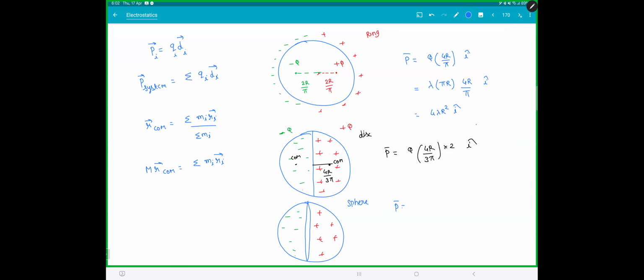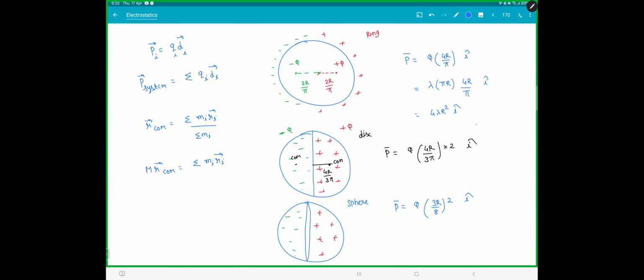So here the dipole moment will be q into 3r by 8 2 times. Is this clear, everyone? For uniform distributions, your life will become easy. You can just put it there and finish it off with center of mass. So always, before using the concept of center of mass, ask yourself, is the function linear? Here in this case, it is linear.